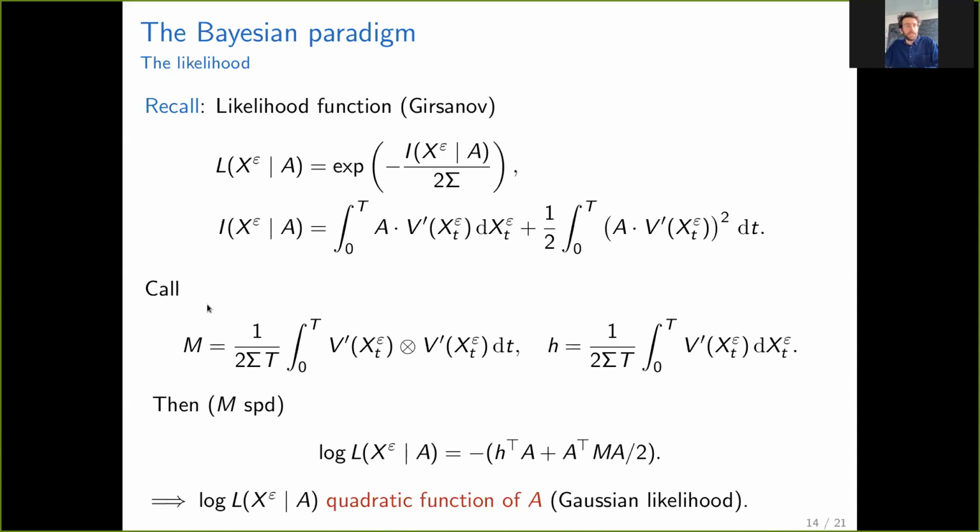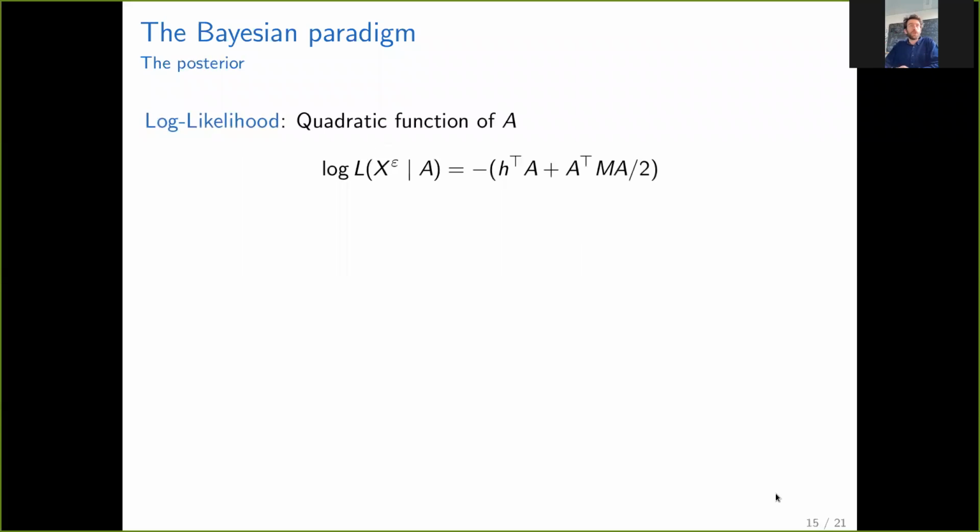If we assume M to be not just semi-positive definite, but positive definite, then the log likelihood is given by minus H transpose A plus the quadratic form A transpose M A over 2. Therefore the log likelihood is a quadratic function of A, which makes it a Gaussian likelihood. M we assume to be a positive definite matrix.